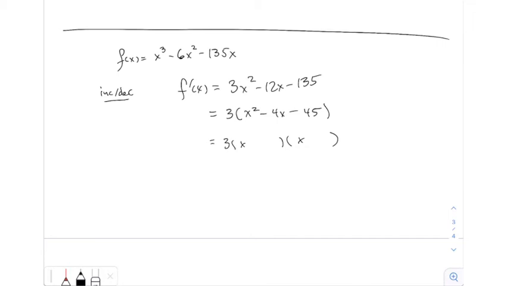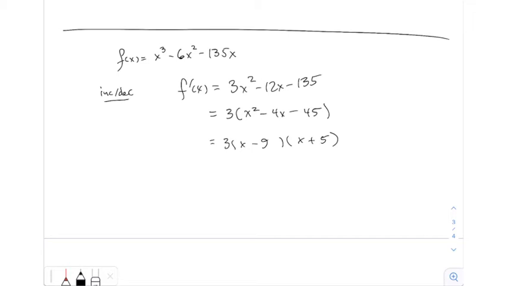Has to multiply to 45 and add up to -4, yeah? Yes, 9 and 5 is what you want. And I believe it's -9 and +5, right? That way you get -4 in the middle. And the product is -45.